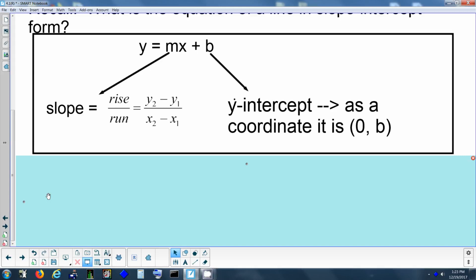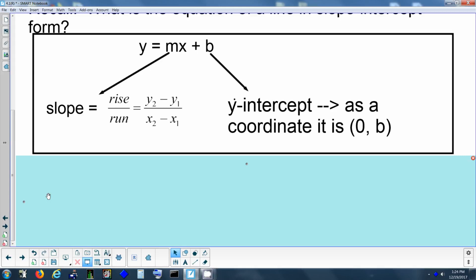So whatever number was here, this was 3, your y-intercept would be 3. If it was 0, 5, your y-intercept would be 5. If it was 0, -3, your y-intercept would be -3. So if we're giving you a coordinate, whatever coordinate has a 0 with it, the other number is the y-intercept. Does that make sense? Okay.